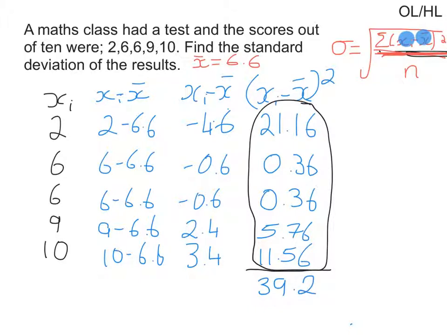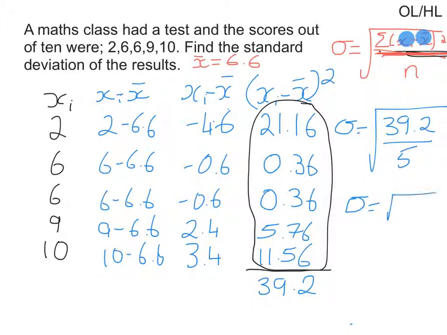If we fill into our formula now, we have the standard deviation is equal to the square root of 39.2 divided by n, where n is the number of numbers, in this case 5. If we divide 39.2 by 5, we get an answer of 7.84. So standard deviation is the square root of 7.84, which is 2.8.